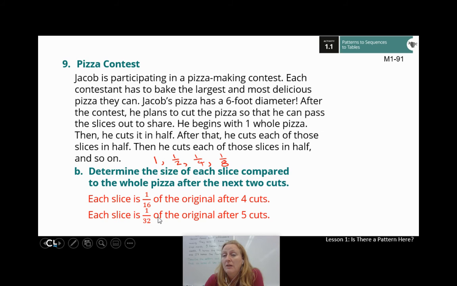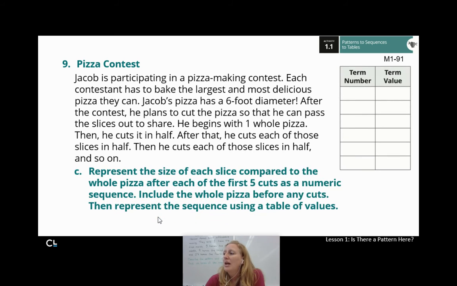Oh my goodness. These are going to be some skinny slices. Long, skinny slices. 6 foot pizza. Oh my gosh. And of course, I'm sure you wrote this as a numeric sequence. So 1, 1/2, 1/4, 1/8, 1/16, 1/32.